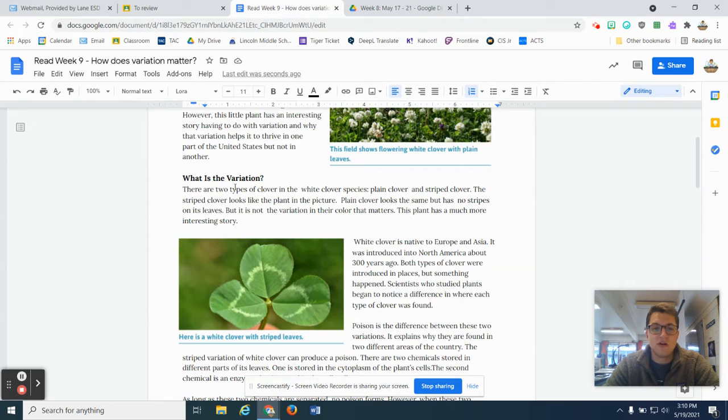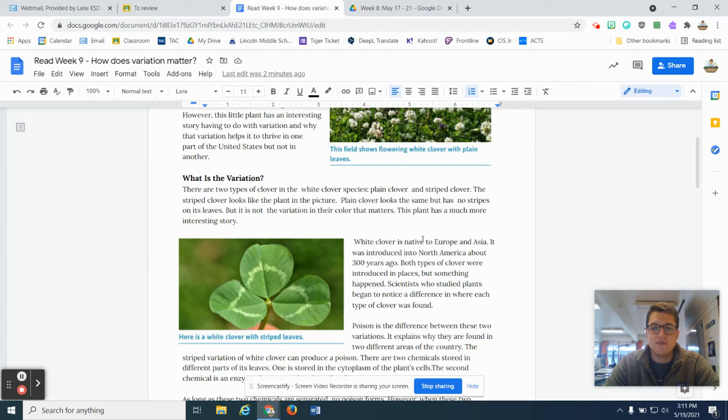What is the variation? There are two types of clovers in the white clover species. There's a plain clover and a striped clover. The striped clover looks like the plant in the picture. Plain clovers look the same but with no stripes on the leaves. But it is not the variation of their color that matters. This plant has a much more interesting story.